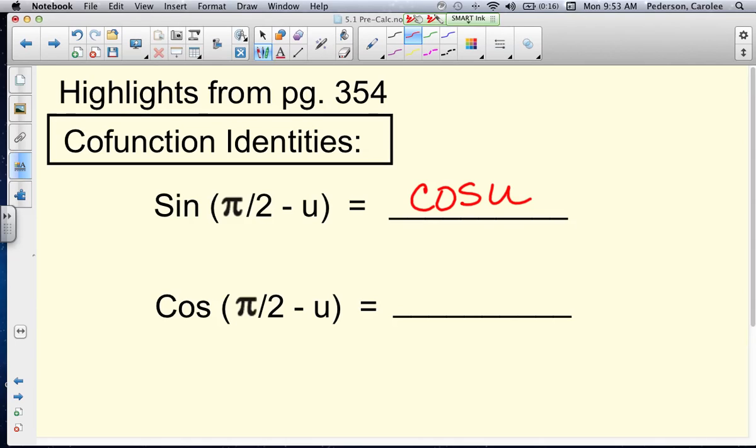Remember when we were graphing the trig functions for sine and cosine? We noticed there's a strong similarity between the two functions. It's just a transformation left or right, pi over 2. And then the cosine of pi over 2 minus u is sine of u.